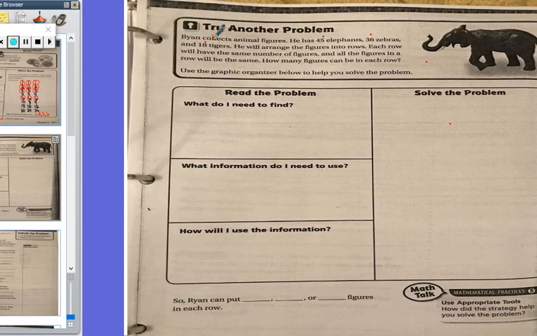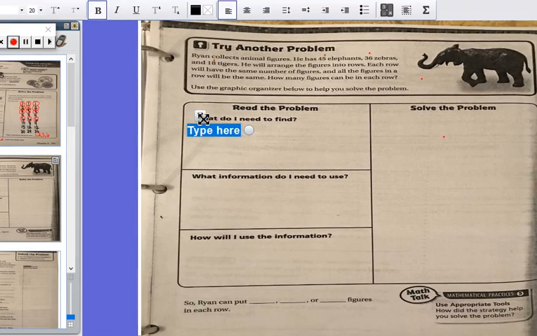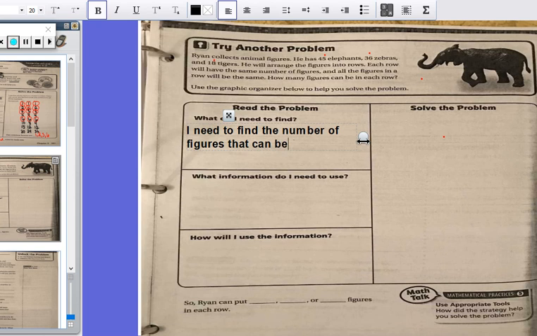Okay, read the problem. What do I need to find? Okay, the first thing that you need to find, let me get this table going here, okay, is, oops, okay, so I need to find the number of figures that can be in each row, so that all the rows have the same number. Okay?